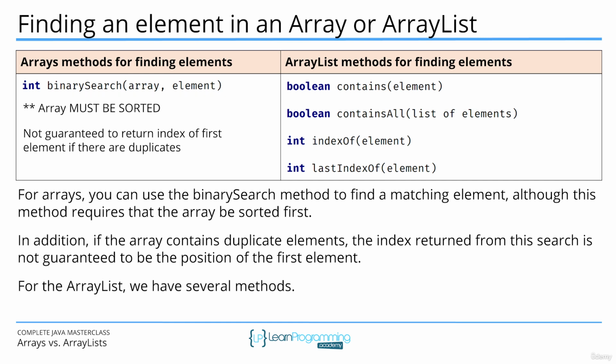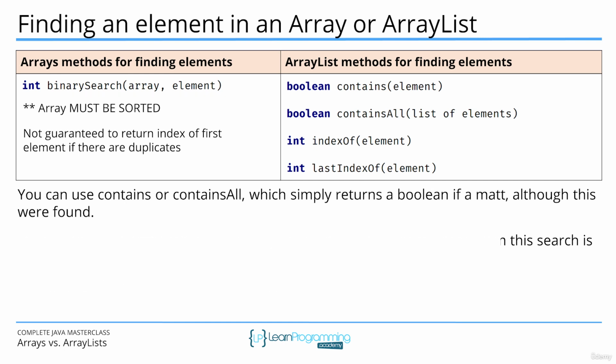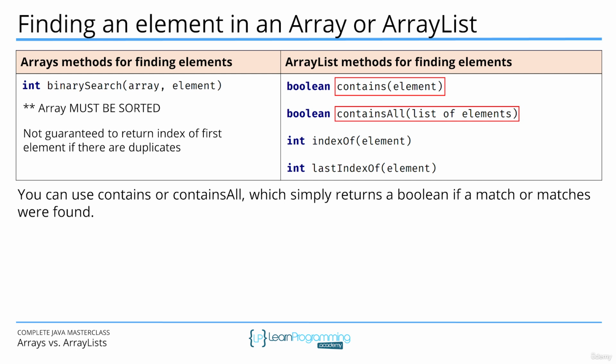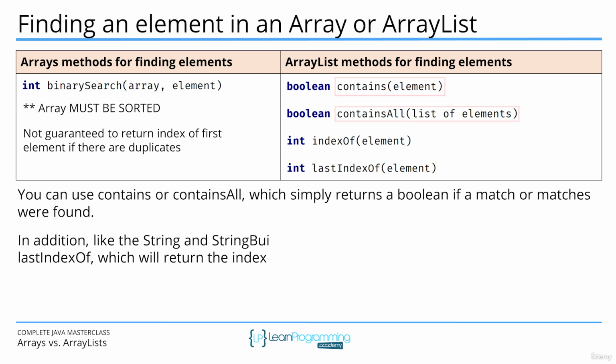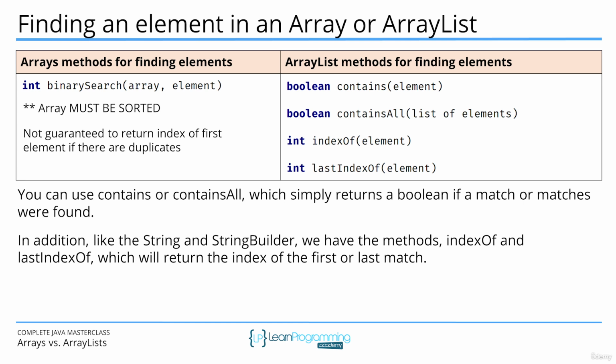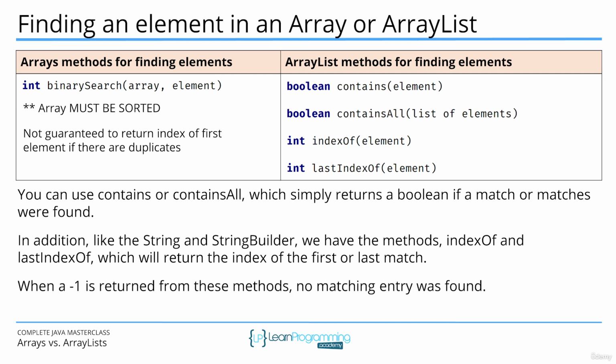For the array list, we have several methods. You can use contains or containsAll, which simply returns a boolean if a match or matches were found. In addition, like the String and StringBuilder, we have the methods indexOf and lastIndexOf, which will return the index of the first or last match. When a -1 is returned from these methods, no matching entry was found.